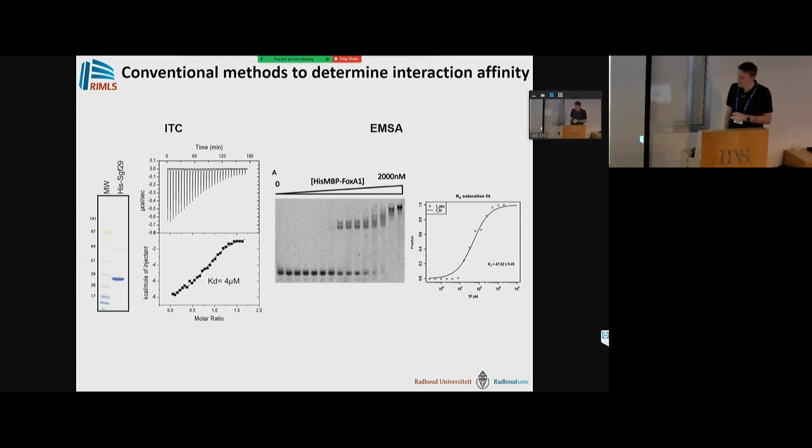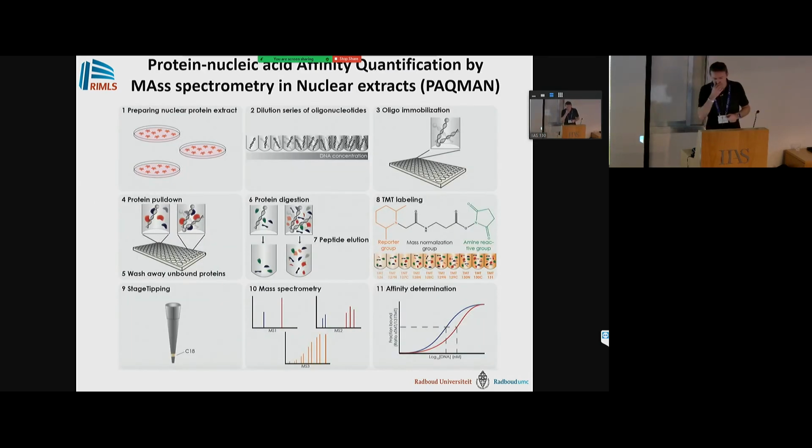Now we wanted to develop a mass spectrometry-based method based on this principle that allows us to determine multiple of these hill-like curves in an unbiased manner in the context of crude lysates, not making use of purified single proteins. The method that we developed for that is called PACBAN, or Protein Nucleic Acid Affinity Quantification by Mass Spectrometry in Nuclear Extract. The principle is outlined on this slide over here. I'm going to talk you through it.